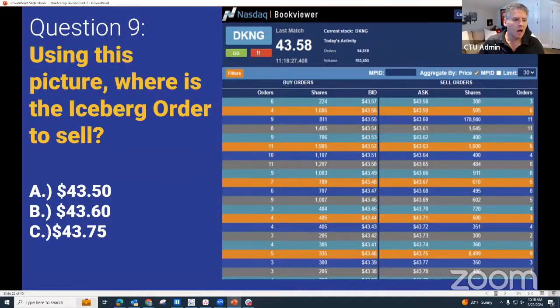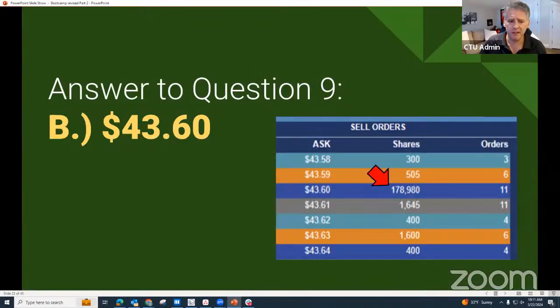Question 9. Let's put this up. Basically, we're looking for an iceberg order here. Where do you see it? Answer is right there. Question B. There's a 178,000 share seller right there.